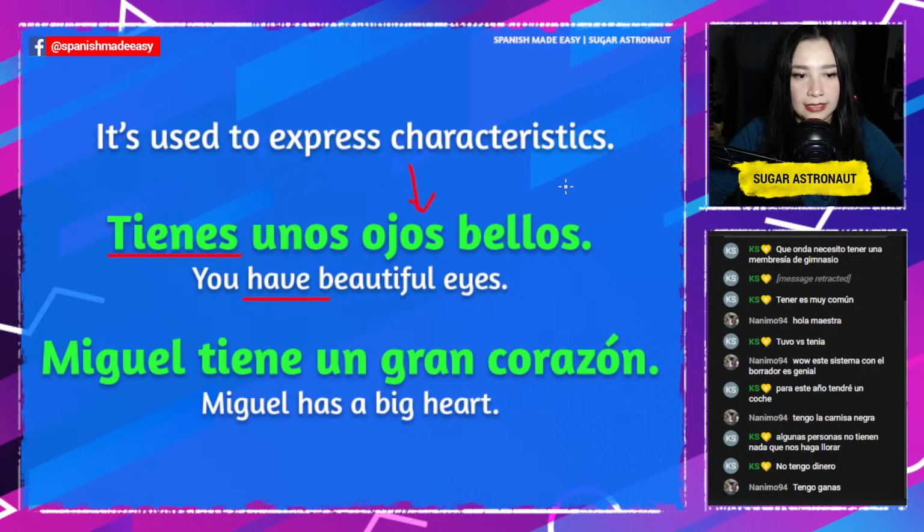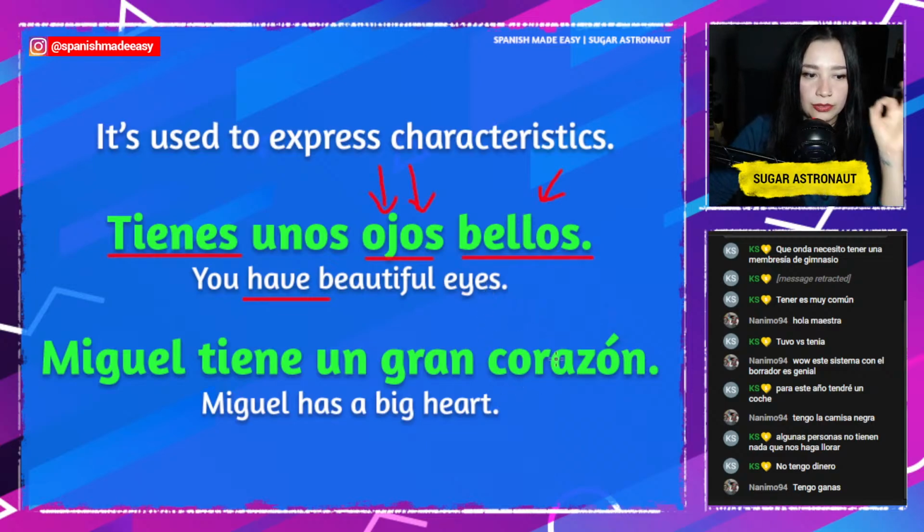Ojos, eyes, bellos, beautiful. And we're saying bellos because this is masculine and plural. Remember, adjectives need to match nouns, okay? Quantity and gender. Tienes unos ojos bellos. You have beautiful eyes, okay? So that's a good example.